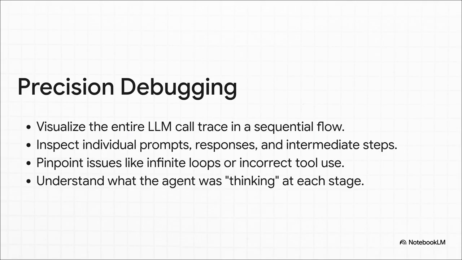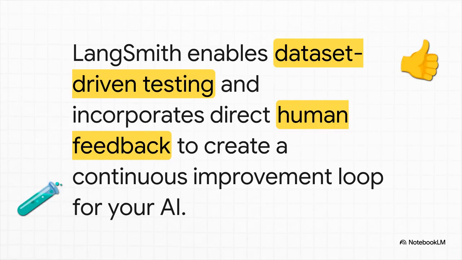You can follow the exact chain of events, check out every prompt and response, and find the exact moment an agent took a wrong turn or got stuck in a loop. Suddenly, debugging isn't some dark art. It's a science. Okay, so finding bugs is one thing, but how do you make sure the AI is actually any good?